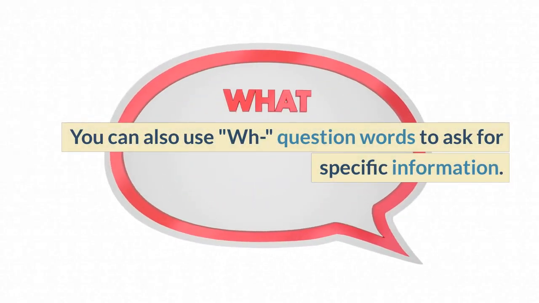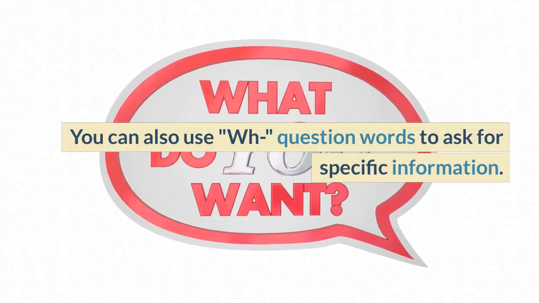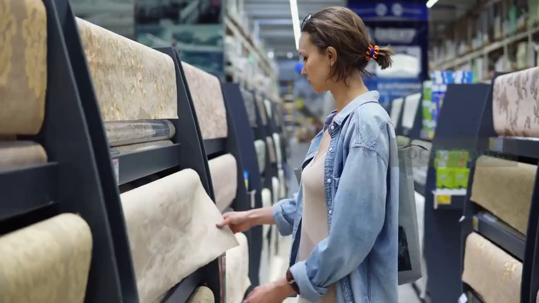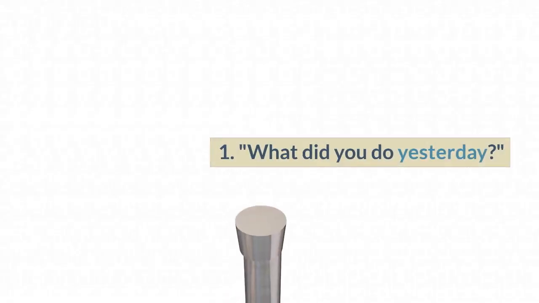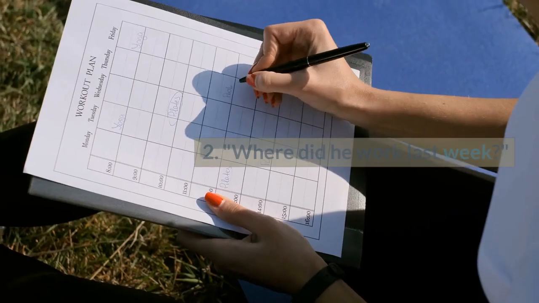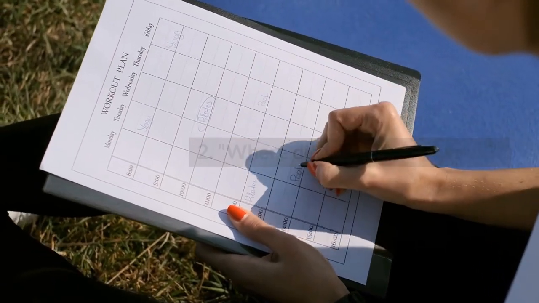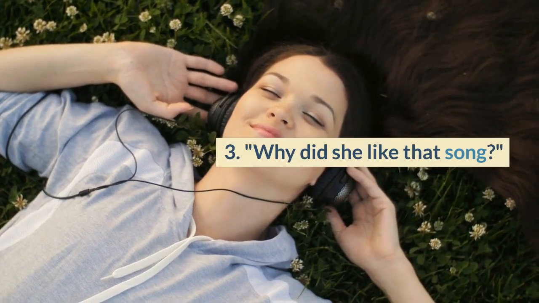You can also use question words to ask for specific information. For example, 1. What did you do yesterday? 2. Where did he work last week? 3. Why did she like that song?